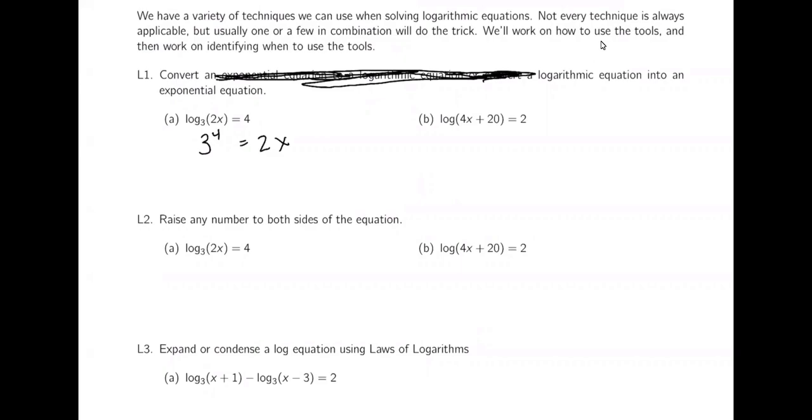Okay, I'm going to take a second and say, what is 3 to the 4? I know that 3 squared is 9. So 3 to the 4th, I think, is 81. And then if I divide both sides by 2, I'll get x by itself. I'll say x equals 81 over 2.